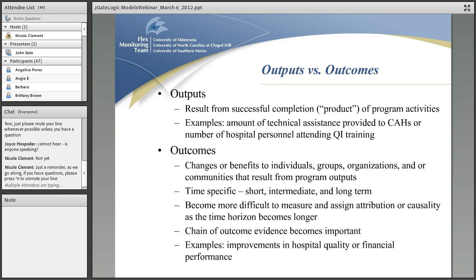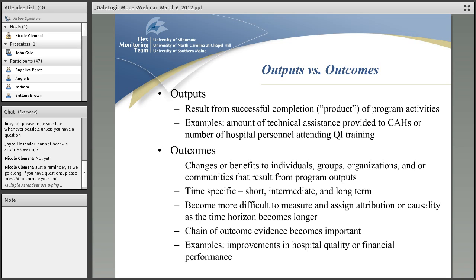And outcomes are really changes or benefits received and exhibited by the individuals, groups, or organizations involved. They're time-specific. They roll up from less complex to more complex as the time horizon extends. It becomes more difficult to measure and assign attribution or causality as the time horizon becomes longer. You have less and less control the further away you move from the program and the more things that could impact it. And that's where this chain of evidence becomes important.